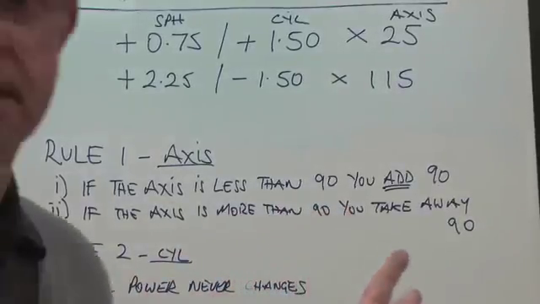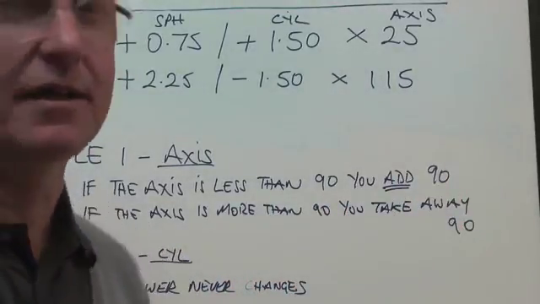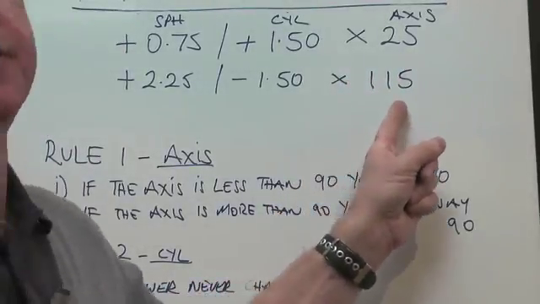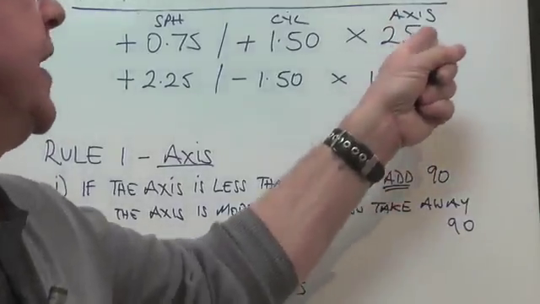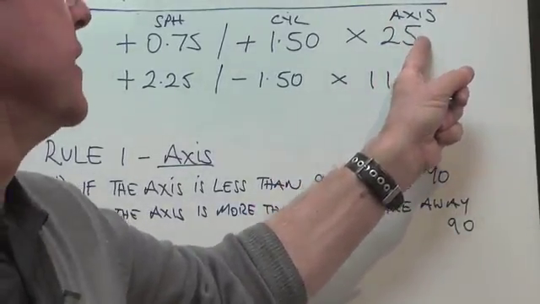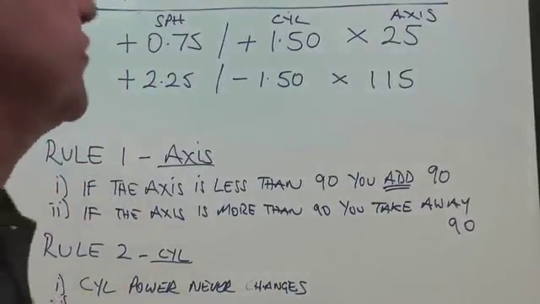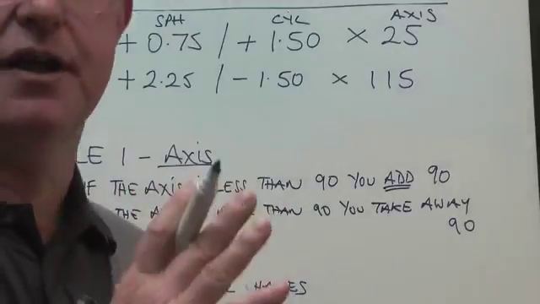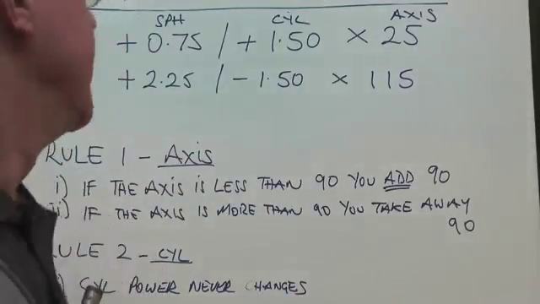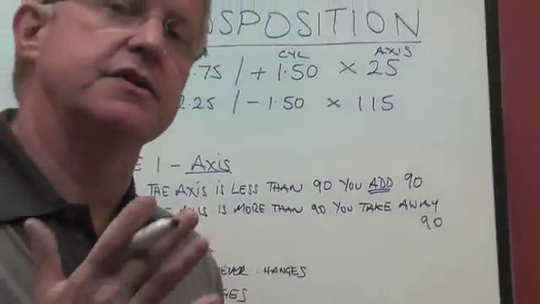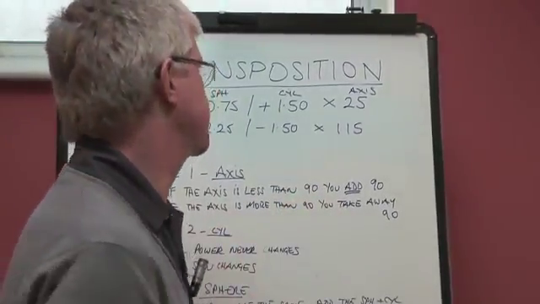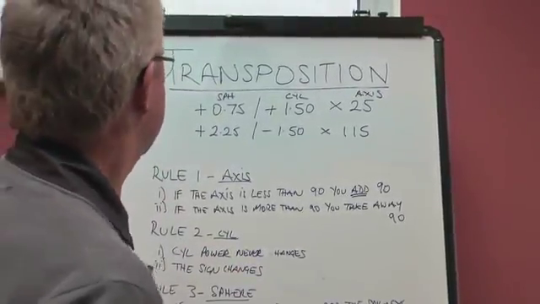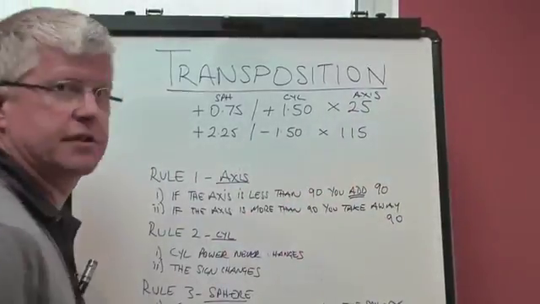If the axis is more than 90, you have to take away 90. So in this case we got 115, you take away 90 from that and you end up with 25. So for example, if you've got an axis of 180, that's more than 90, you take 90 off that, so you end up with an axis of 90. And if it's an axis of 10, you add 90 to it, so the axis becomes 100. So that is the axis and how we deal with the axis.